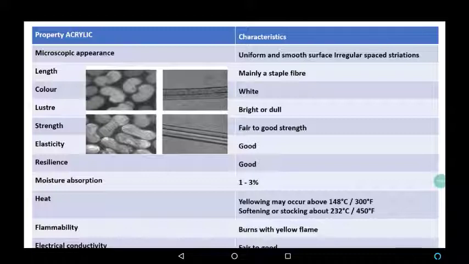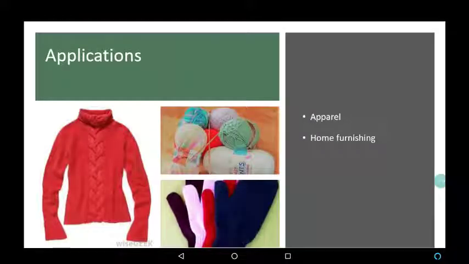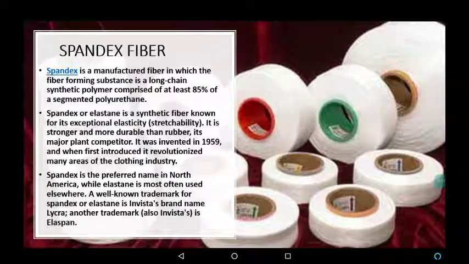When heat is applied, it becomes yellow. It becomes yellow above 148 degrees centigrade and softens or sticks after 232 degrees centigrade. It's flammable. When we check its flammability, it burns with a yellow flame, and electric conductivity is fair to good. Where is it used? It is used for apparel and home furnishing. So this is acrylic fiber.